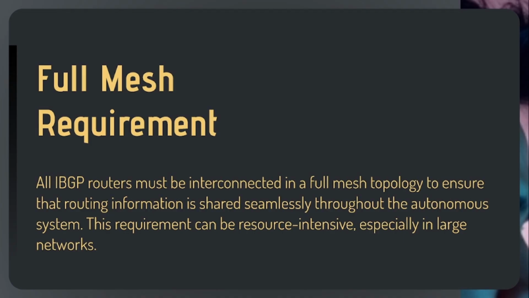All IBGP routers must be interconnected in a full mesh topology, because full mesh is part of avoiding loops. So in the loop prevention mechanism, first you have full mesh. You establish the full mesh requirement in IBGP. And this requirement can be resource intensive, especially in large networks. That is a downside, because if you have too many routers, then full mesh connectivity will be costly.